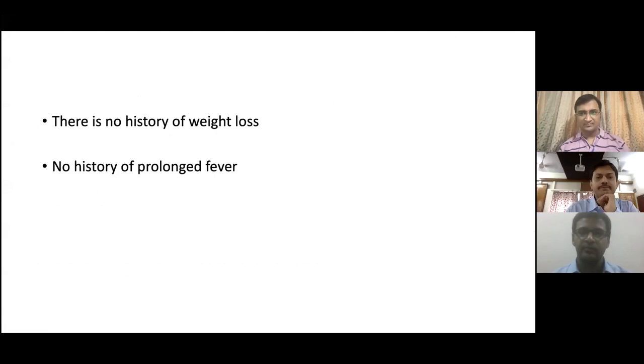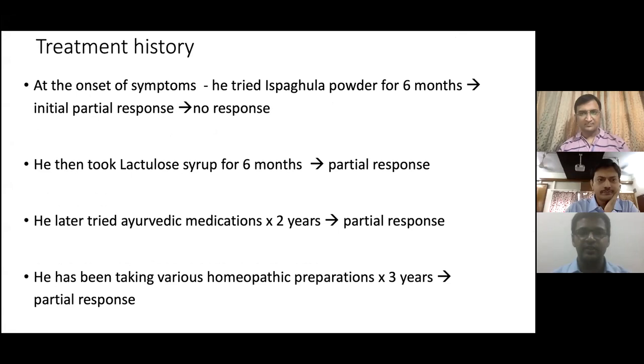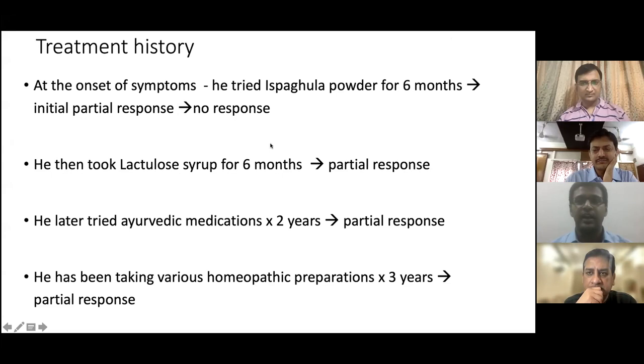Treatment history. At the onset of symptoms, he tried Isabgol powder for 6 months. However, with this, he only had a partial response. His Bristol stool form increased to more than 3. He was passing stools around 3 times a week. However, he continued to have a feeling of incomplete evacuation of stools, and he still had to strain while passing stools. He later took lactulose syrup for around 6 months.